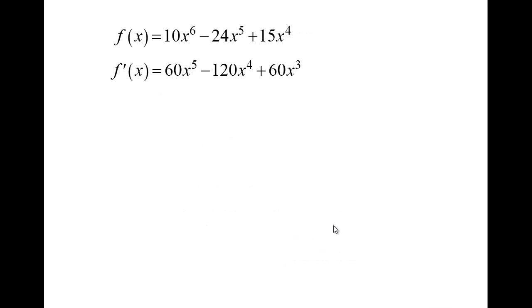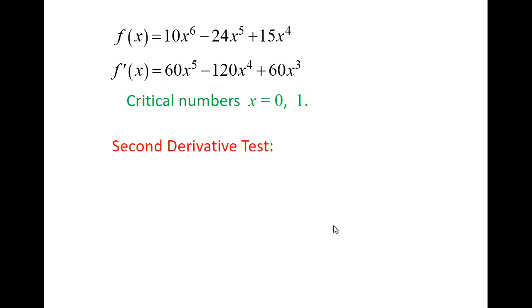So this is the first derivative, and these are the critical points that we obtained in the previous slide. Now to apply the second derivative test, I need to find the second derivative of the function. And the second derivative of the function is 5 times 60, so that's 300x to the 4, minus 4 times 120, so that's 480x cubed, plus 3 times 60, so that's 180x squared. And we have to evaluate f double prime at 0 and 1.